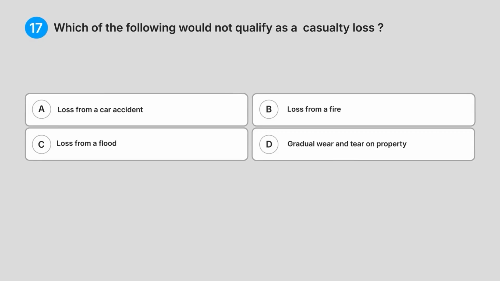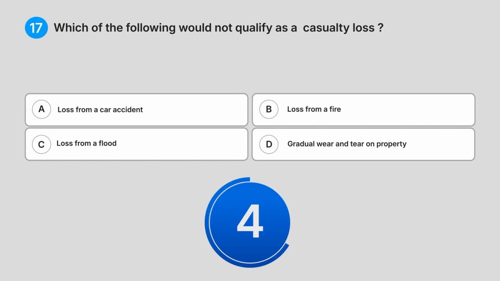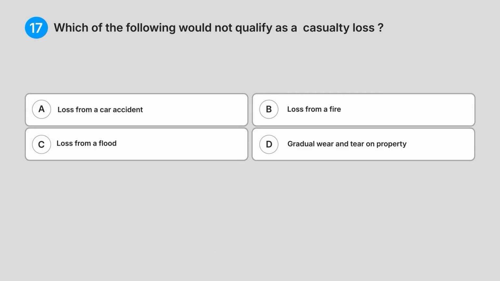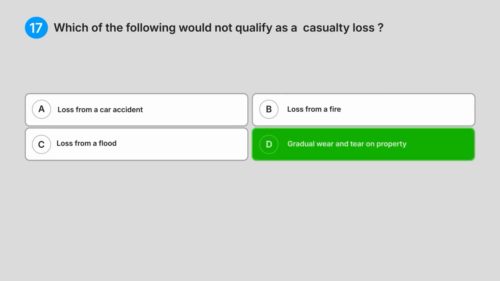17. Which of the following would not qualify as a casualty loss? A. Loss from a car accident. B. Loss from a fire. C. Loss from a flood. D. Gradual wear and tear on property. Do you know the answer? Correct answer, D. Gradual wear and tear on property.